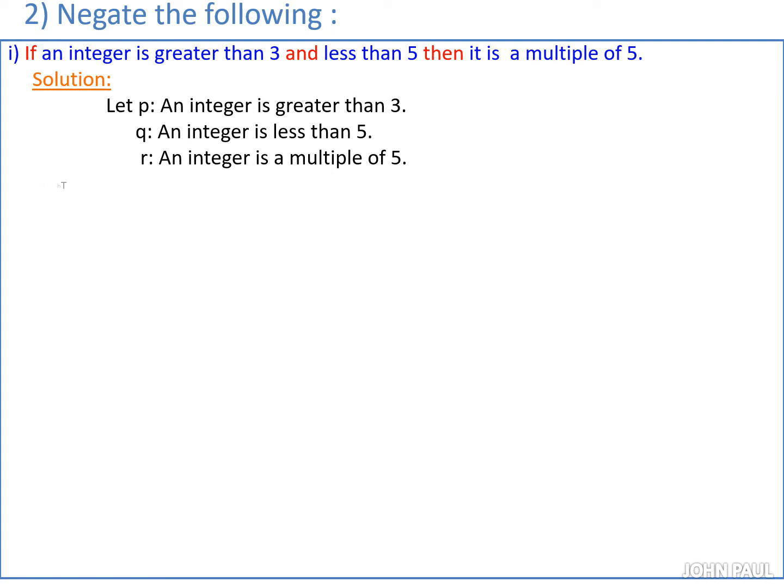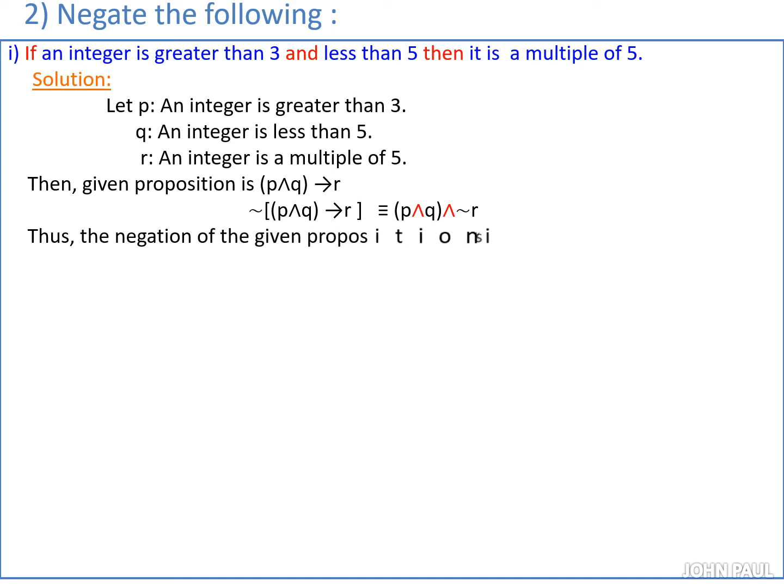Then the given proposition is P and Q conditional R. We want to write the negation for this. We will convert this to a statement. Thus, the negation of the given proposition is: an integer is greater than 3 and less than 5 and not a multiple of 5.